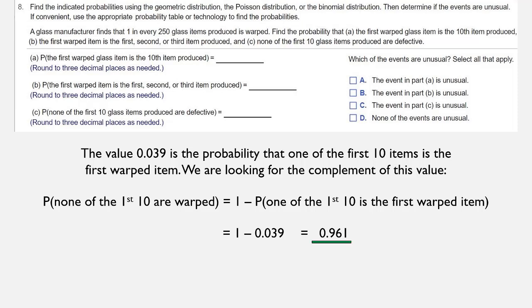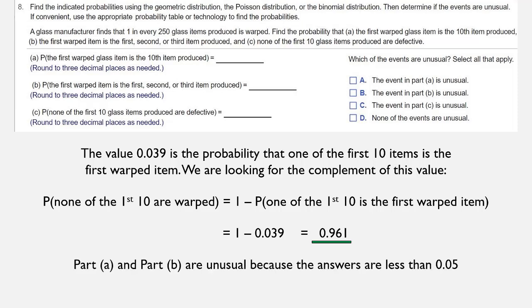Okay, so then the last part says, which of the events are unusual? Select all that apply. Remember that our criteria for being an unusual event is having a probability less than 0.05. So part C here, 0.961, that's far in excess of 0.05, so that's not unusual. But those other two probabilities that we found in part A and in part B were both unusual because their answers were less than 0.05. So we end up with two answers here for the last part, part A and part B. And that's your answer.